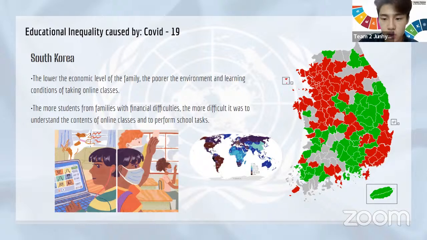As a result, the lower the economic level of the family is, the poorer the conditions for taking online classes are. And the more financial difficulties students have, the more difficult it is for them to understand the classes and perform tasks. However, rather than asking for help from teachers or parents, they often solved or failed to solve it by themselves. On the other hand, in families with higher economic levels, parents are actively involved in learning activities while participating in their children's online classes and guiding them.